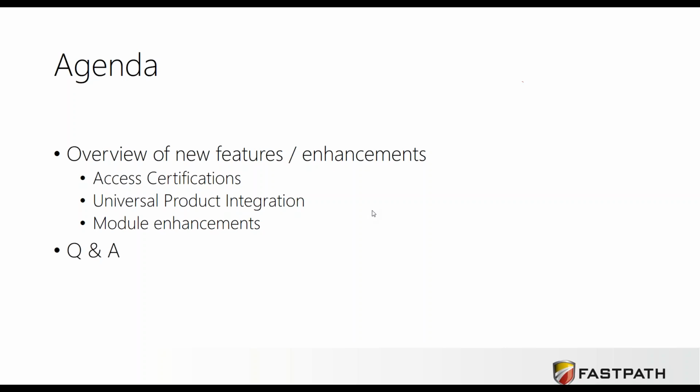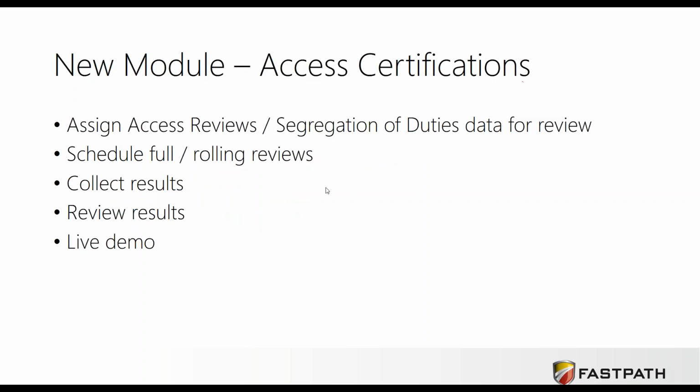All right, so let's dive into the new modules. The big new module that came out this release is Access Certifications. Access Certifications acts as a component of Access Reviews and Segregation of Duties. In the past with those modules, in order to schedule review and feedback collection of the various reports that are available in those modules, you would need to go in and schedule individual reports to send them out to users, and then we kind of left it up to you to manage the review and feedback collection processes.